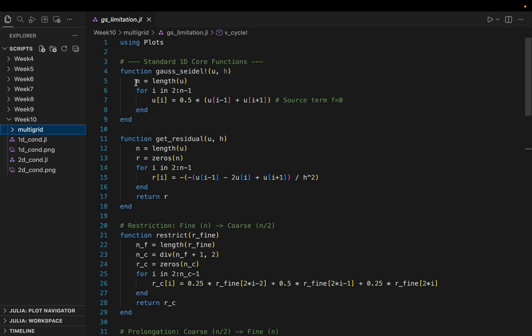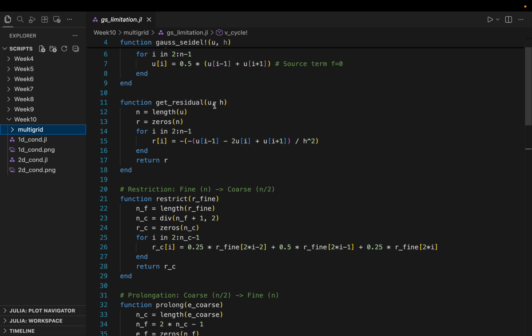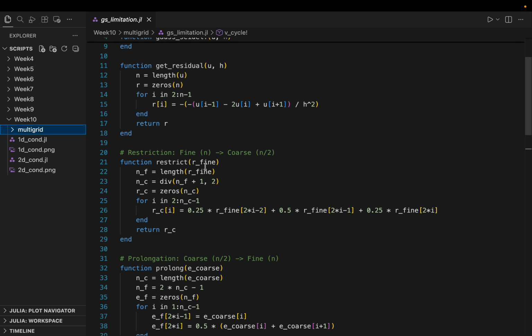In Gauss-Seidel, you take a loop for all the interior cells and make u_i the summation of all the neighboring cells. So half of u_{i-1} plus u_{i+1}, where the source term, if you assume the source term to be 0, is a simple Gauss-Seidel equation. Residual is basically, you can calculate del square u value. So this is basically a Laplace equation that we are solving here.